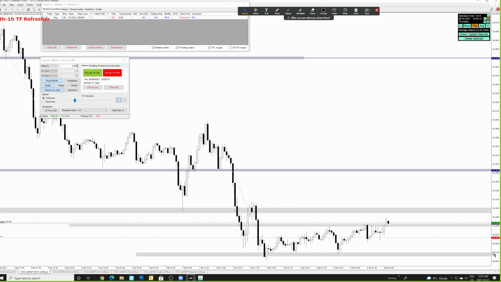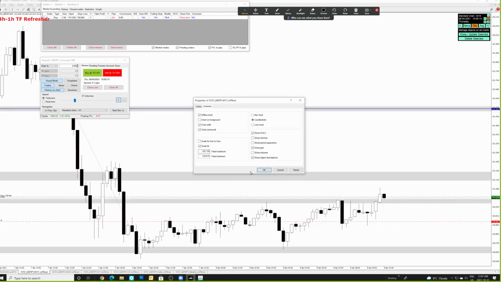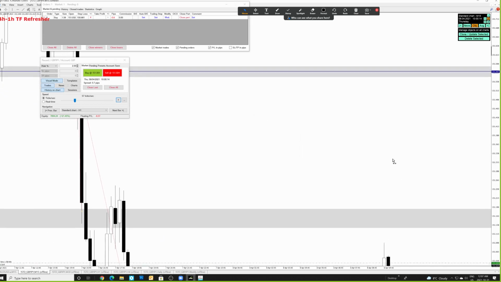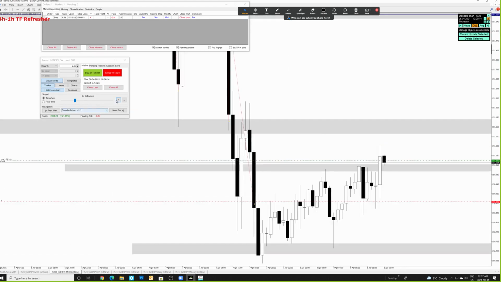Let's take a look on the 15-minute time frame. All right, yeah, makes sense. 15-minute is also closing above that area. Beautiful. What's this price? 159.80. Okay.